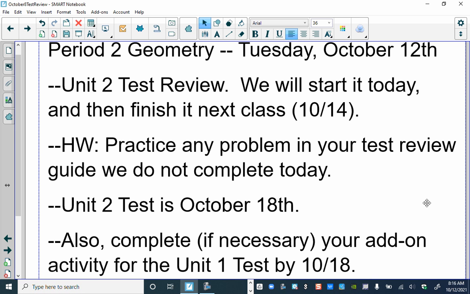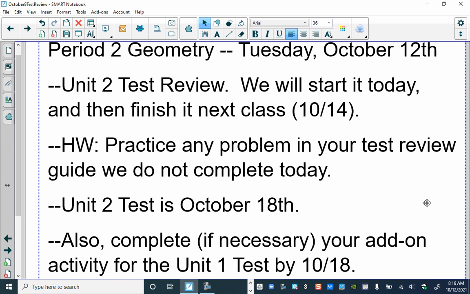there was an add-on activity. So for anybody who did not do well on a Unit 1 test, you either got a message in SIS stating you may need to complete the add-on activities, or you needed to complete your add-on activities. Have another week to do it. Not sure where it is. The add-on activity is located in Schoology.